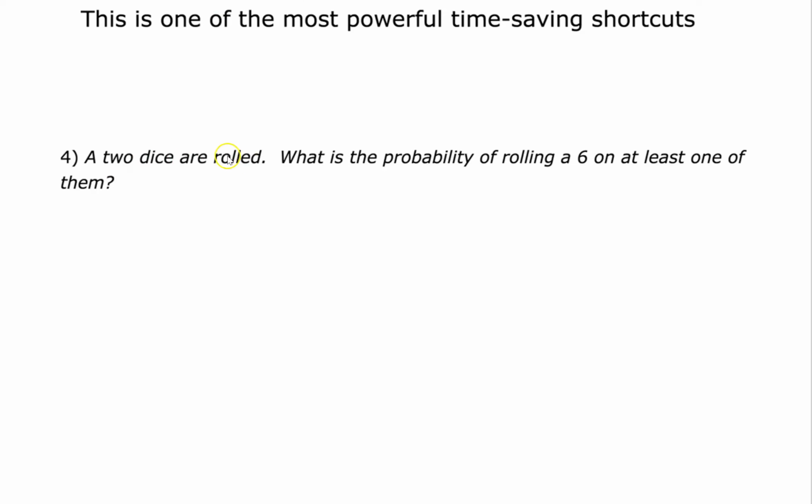Two dice are rolled. That's a weird sentence. Two dice are rolled. Take that A out. That's me saying that. What is the probability of rolling a 6 on at least one of them?